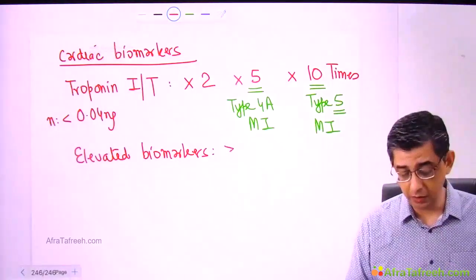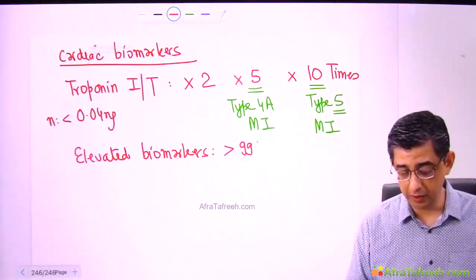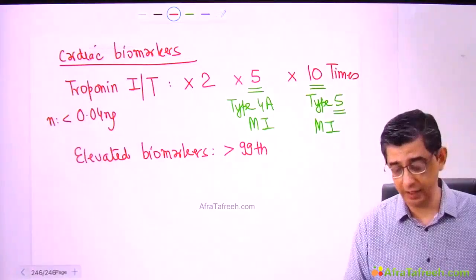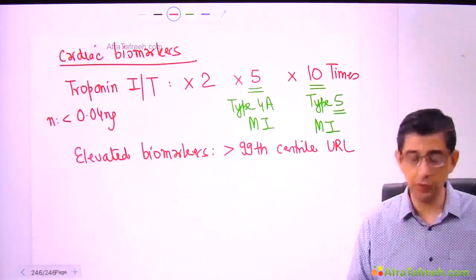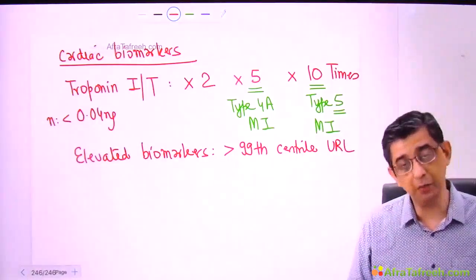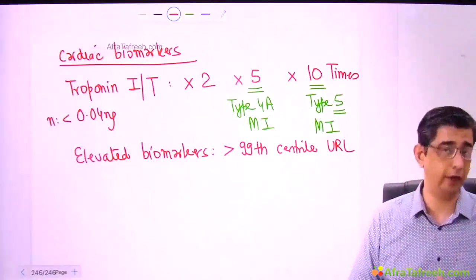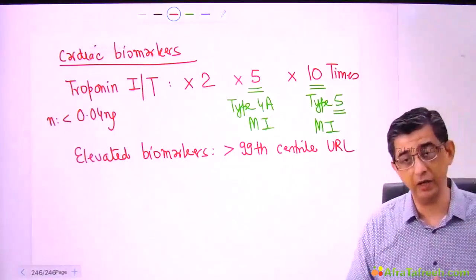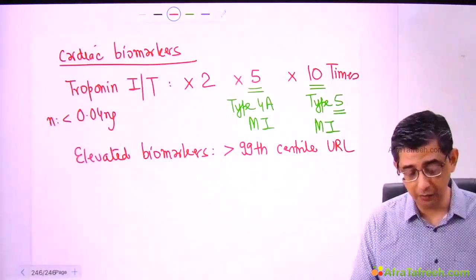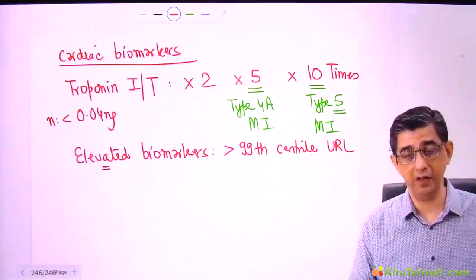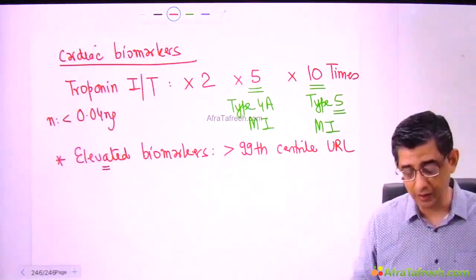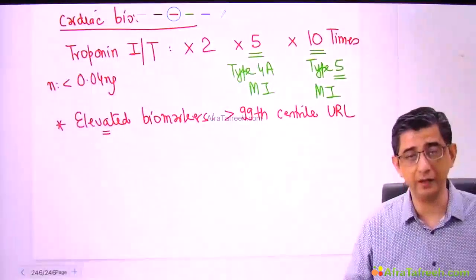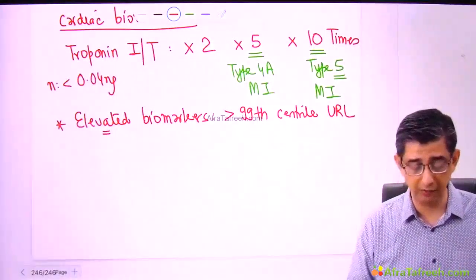The technical definition of elevated biomarkers will be written as more than the 99th centile of the upper reference limit. To simplify things, I said doubling or tripling can be present, because depending upon how severe the damage is, the values of troponin I can dramatically increase. But the technical meaning from the exam or textbook perspective of elevated biomarker, practically I told you 2 times, 3 times, but actually in the exam and the textbook, they write like this. So you should be very comfortable with even this statement.